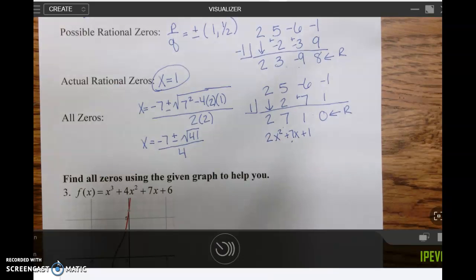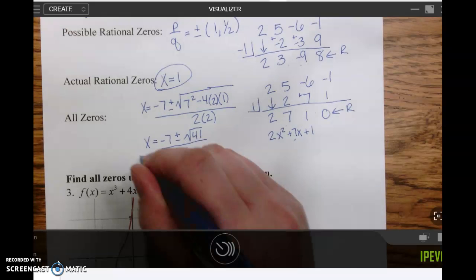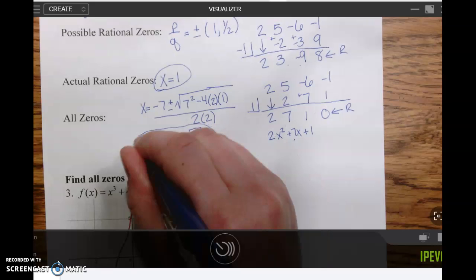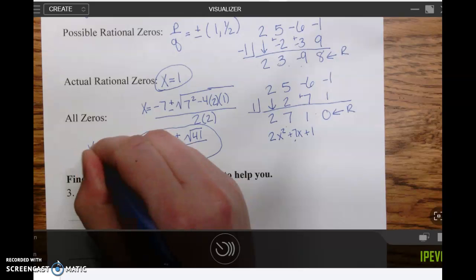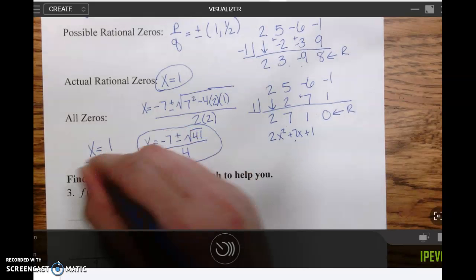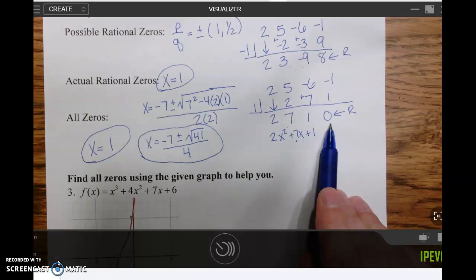And from here, there's nothing else I can do. I can't simplify the square root of 41. There's no perfect square that goes into 41. And so this is my other two zeros, the two irrational zeros that we got from the quadratic formula, and also x is 1 that we used with our synthetic division to get a remainder of 0.